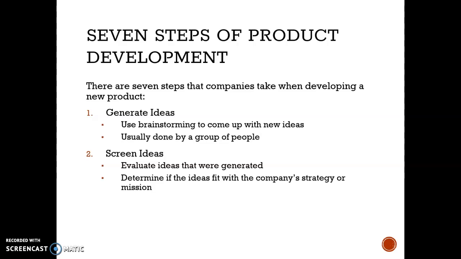Number two, then, is where we're going to screen those ideas. So we're going to take that list of ideas that we came up with in number one, and now we're going to actually evaluate them. Okay, what are some good ideas? What are realistic ideas? And which ideas are we going to cross off right away? We also have to think about our company too. Does that product, the idea that we have, fit into our company?